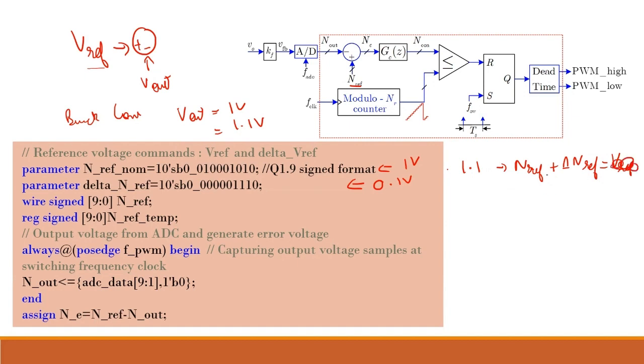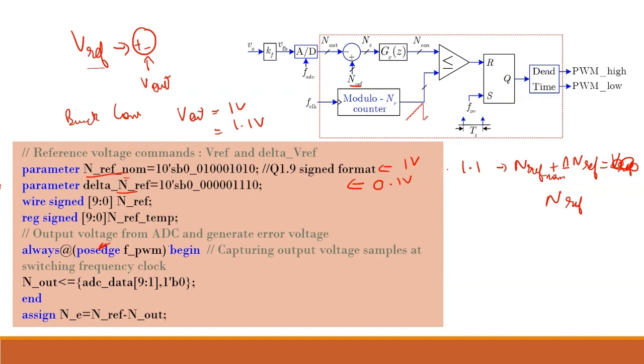So this will be my NREF nominal plus delta NREF equal to my NREF. My NREF nominal corresponds to 1 volt. My delta NREF corresponds to 0.1 volt. And this NREF could either be just NREF nominal or it could be NREF plus delta NREF. So we will look into that further.